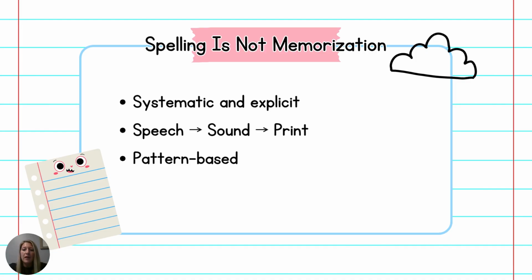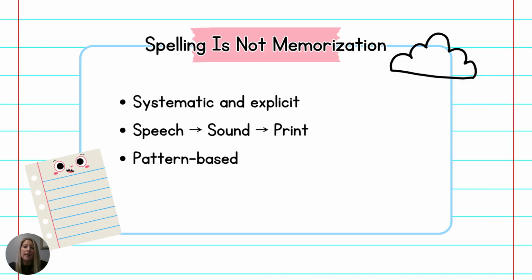Effective spelling instruction is systematic, it's explicit, and it's pattern based. So we are going to teach those sound symbol relationships and not just random words. So, for example, if I'm teaching the f sound, we know that it can be spelled many different ways. It can be spelled with just an F, double F, PH, or GH. And so our students are going to benefit from understanding the rules rather than just guessing.